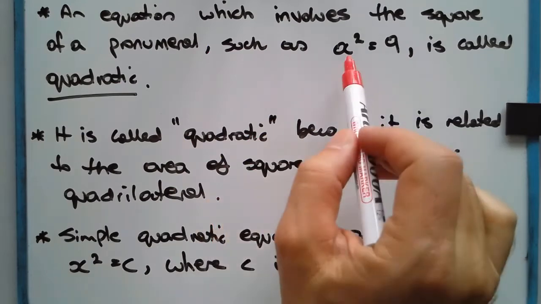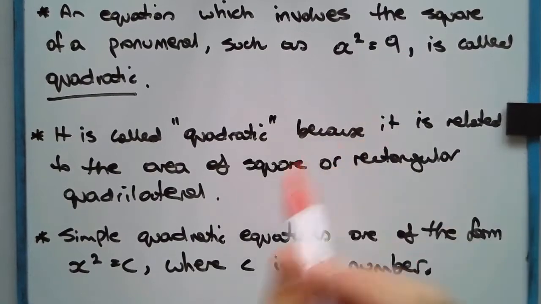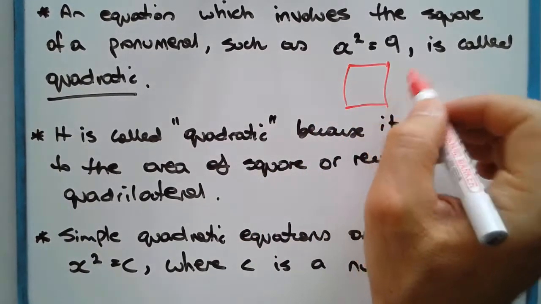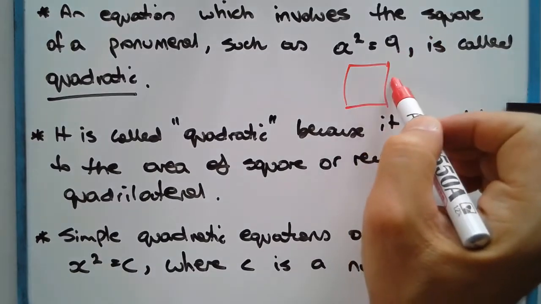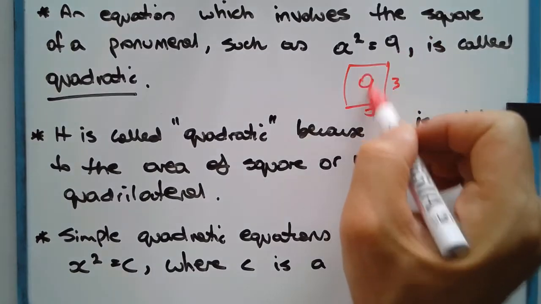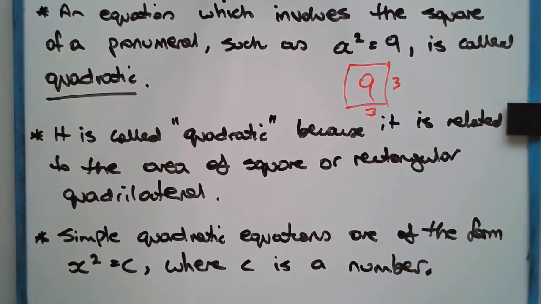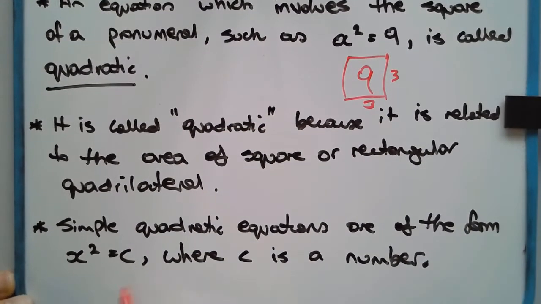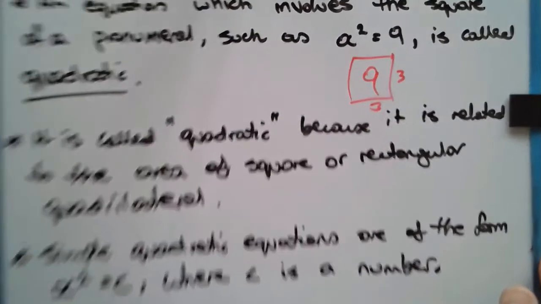So when we talk about, for example, a squared equals 9, that could mean a square whose dimensions are 3 by 3 and whose area is 9. So that's where the word quadratic comes from. So simple quadratic equations are of the form x squared equals c, where c is a number. All right, we'll have a look at some examples.